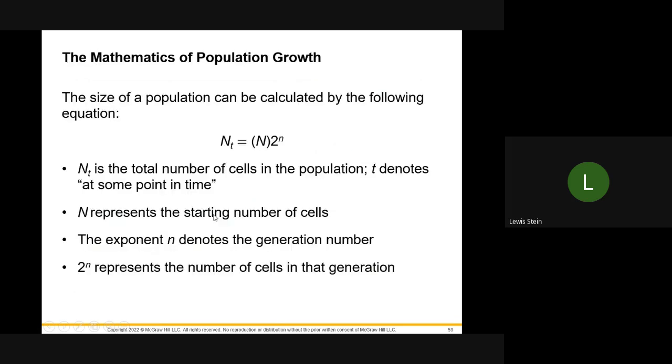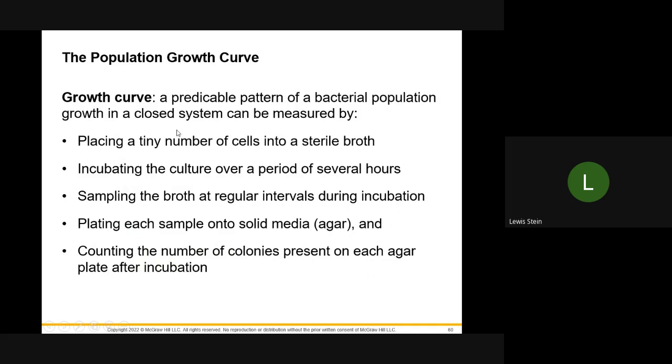That's the critical idea. So here is n times 2 to the n, like I was writing up there. And that's how you develop the number: whatever you start with times 2 to the number of generations. You calculate the number of generations.